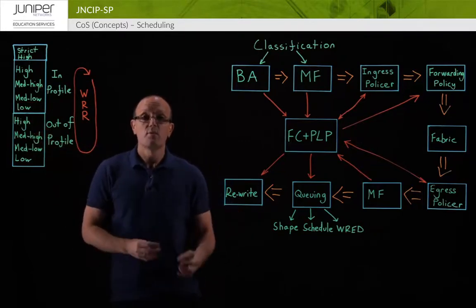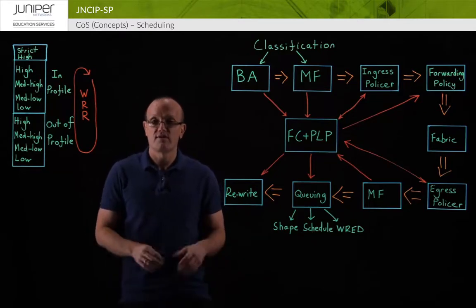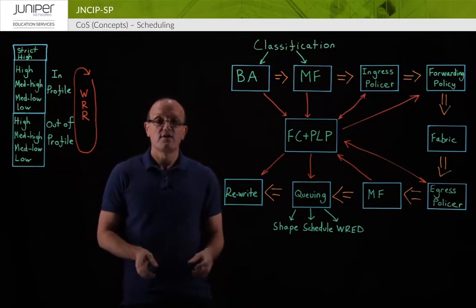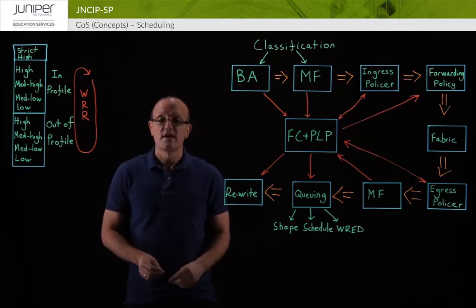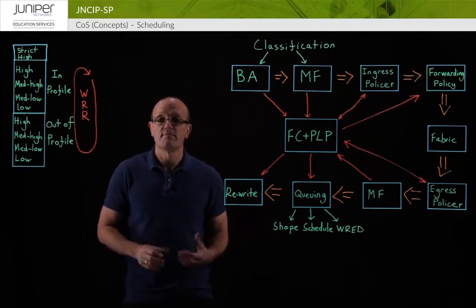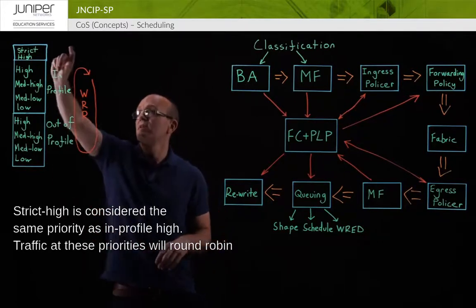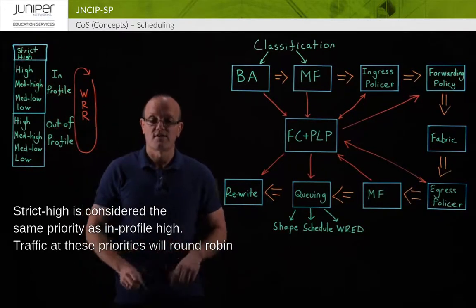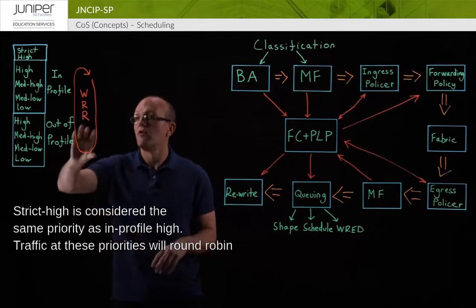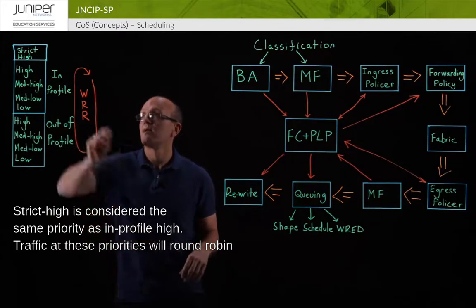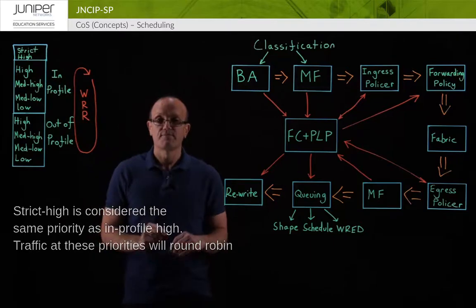This way, we can ensure that no one type of traffic is starving other types of traffic for service if we design our class of service scheme appropriately. There is one exception to this, and that is the strict high priority. There's no concept of out of profile traffic when it comes to strict high.